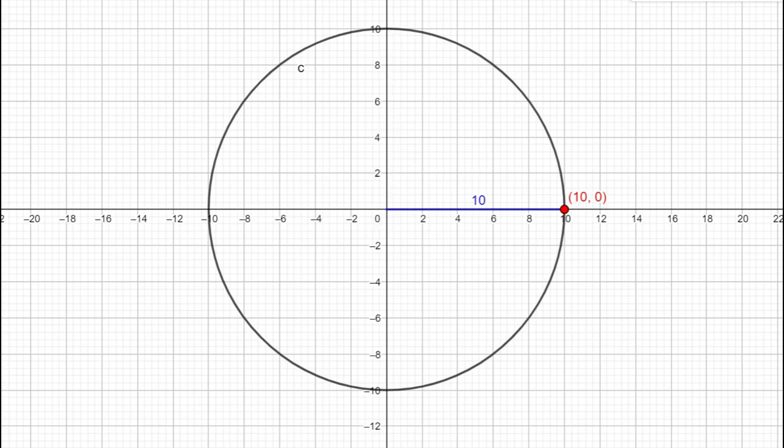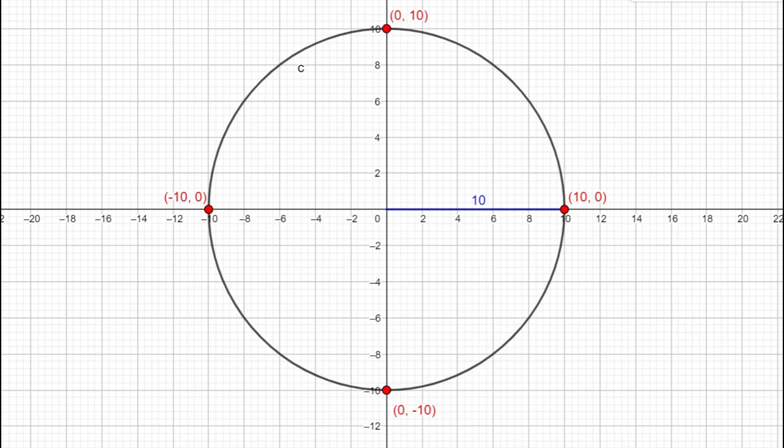Therefore, the coordinates of this point are (0, 10). This is also the radius of the circle. So this point is (minus 10, 0). And the coordinates of this point are (0, minus 10). So using the radius, we have got 4 points on the circle.